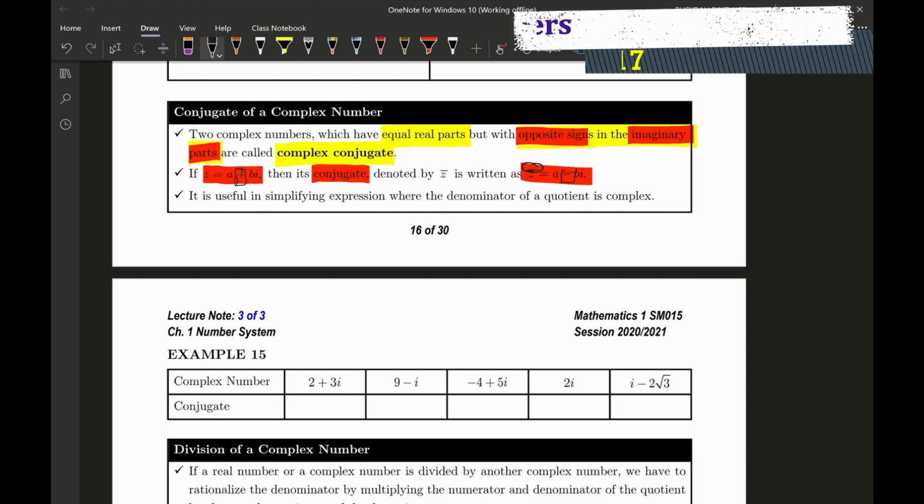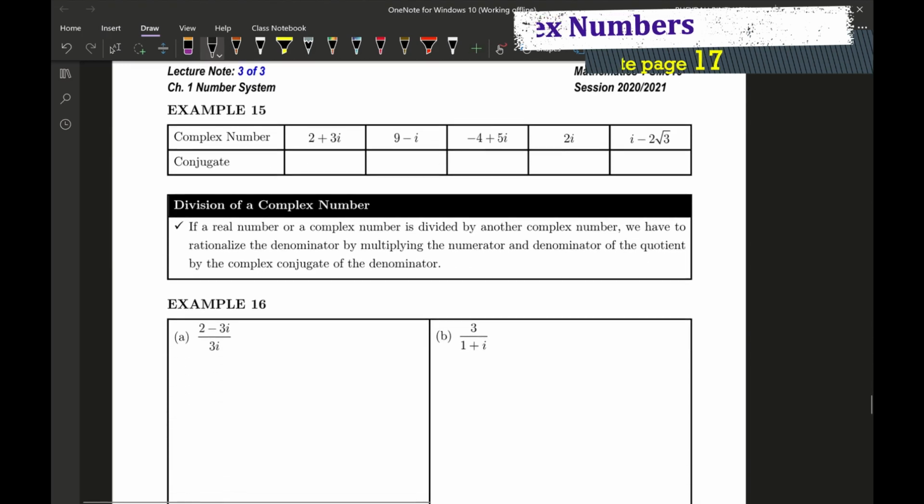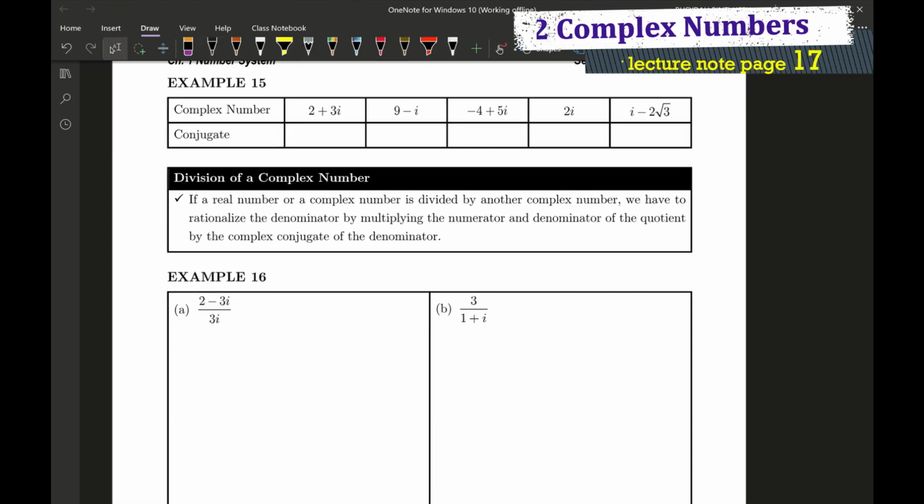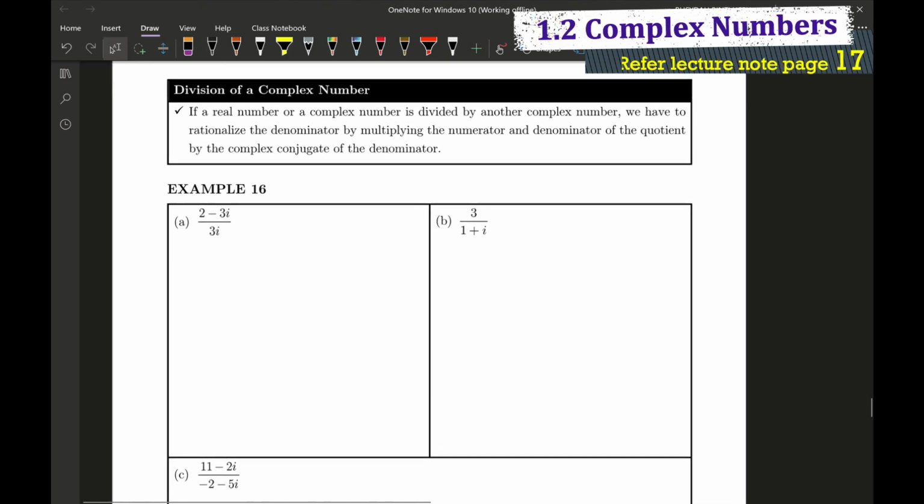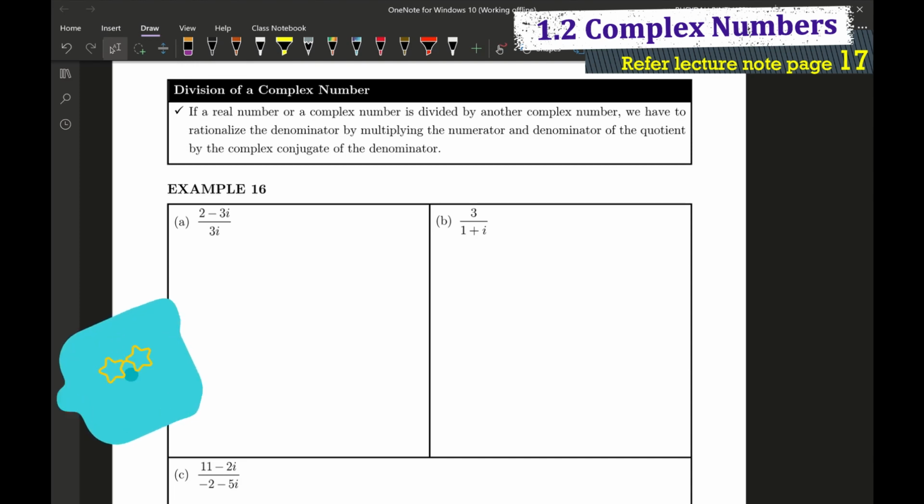So for example, we can try to solve Example 16a. Okay, here. How to solve this? For a fraction, we don't want the denominator in the form of i. So what should we do for that? How to eliminate the i? We need to multiply by the conjugate. What's the conjugate for 3i? Negative 3i.